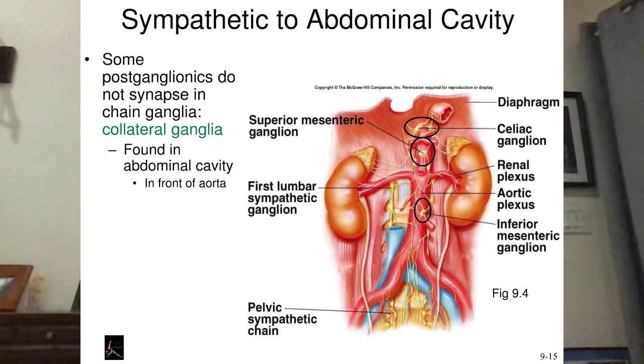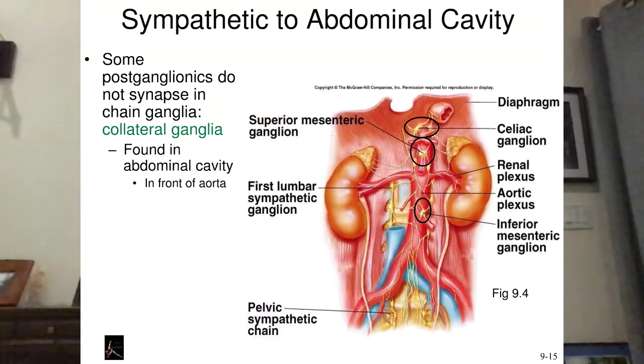They sit right in front of the aorta, which sits right in front of your spinal cord, your vertebrae. Okay, and so you can see there's a series of collateral ganglia there. They have specific names like the celiac ganglia and the inferior mesenteric ganglion. You don't have to remember those names, but you should remember that they're called collateral ganglion.